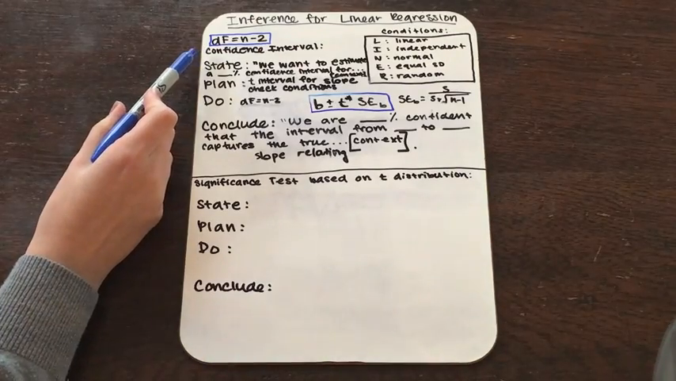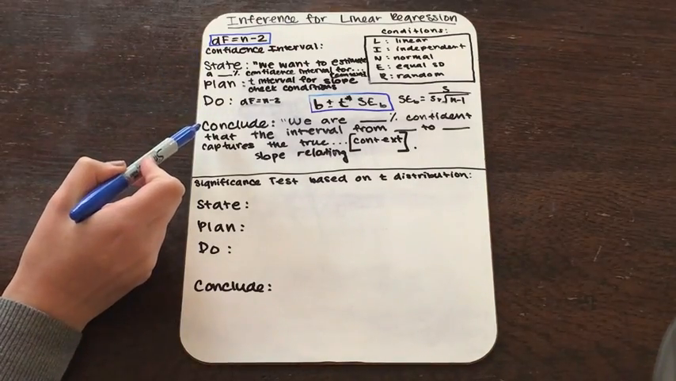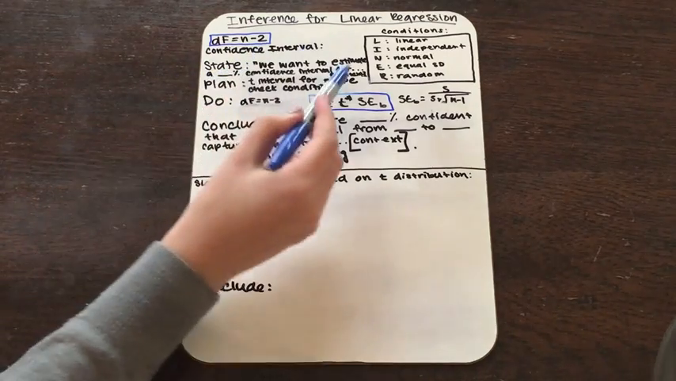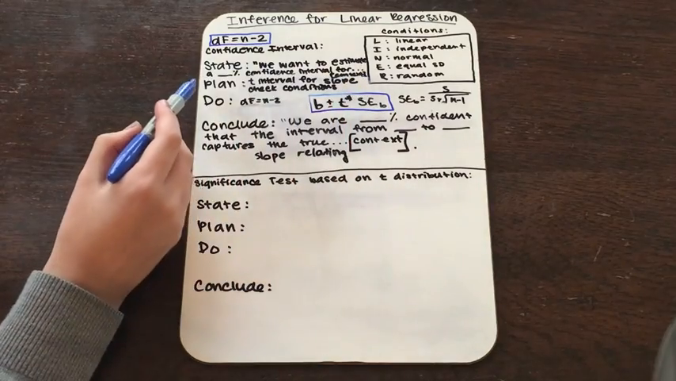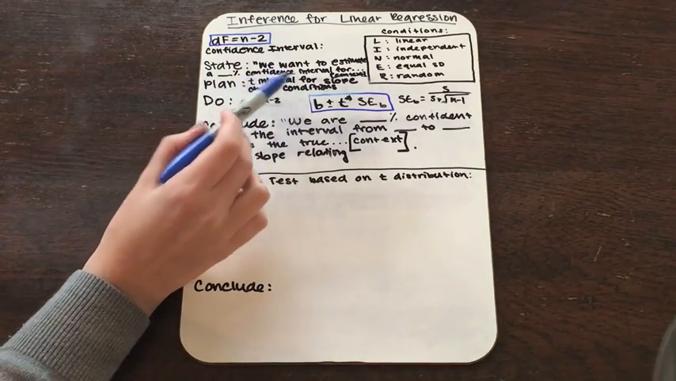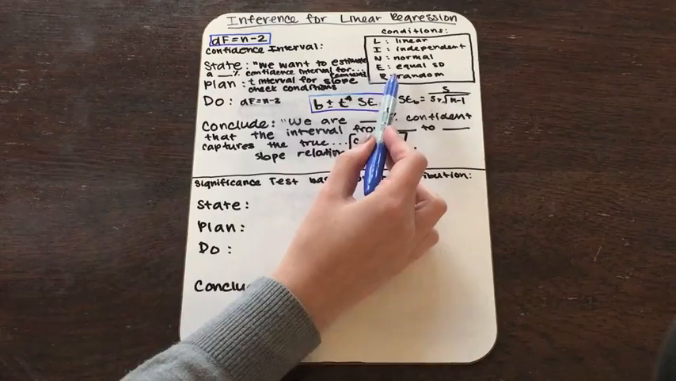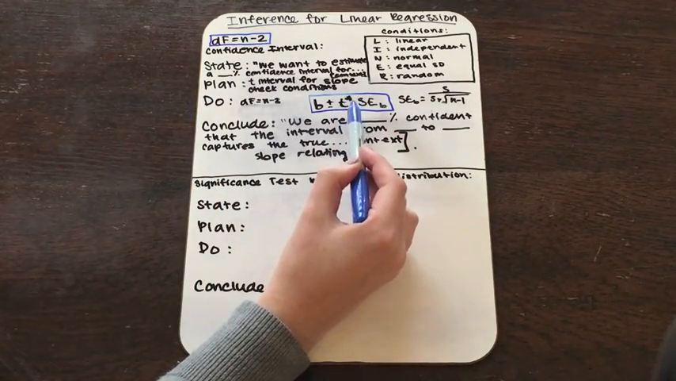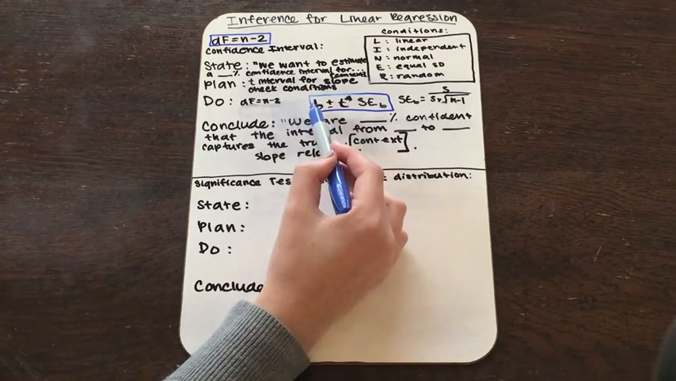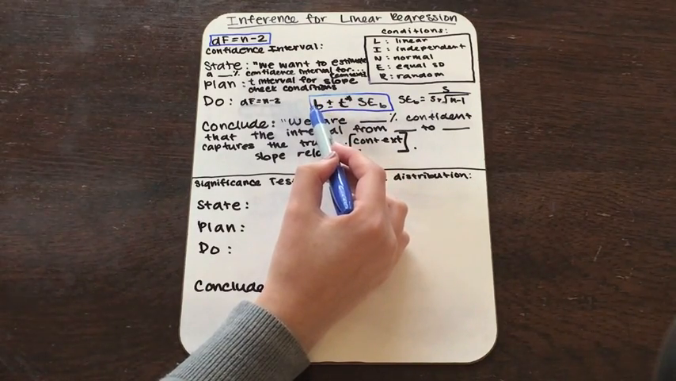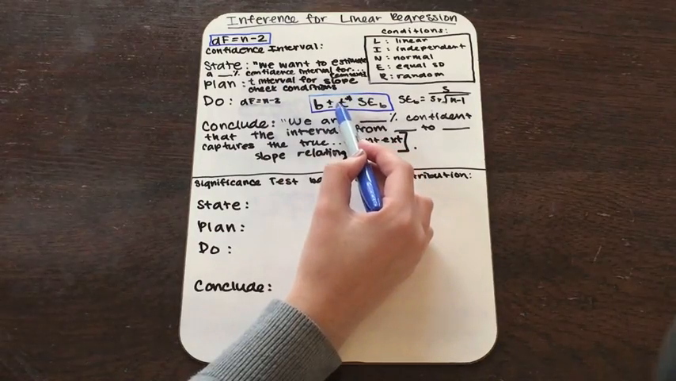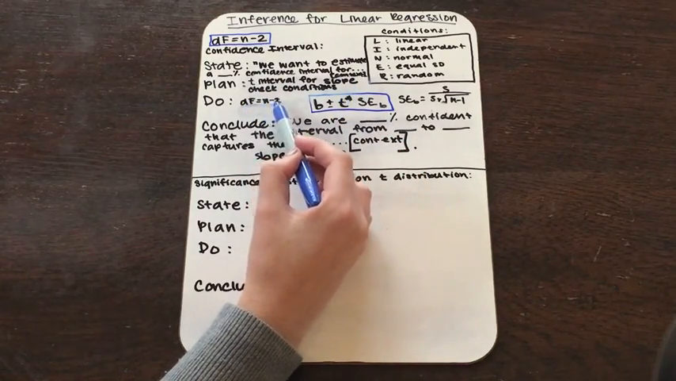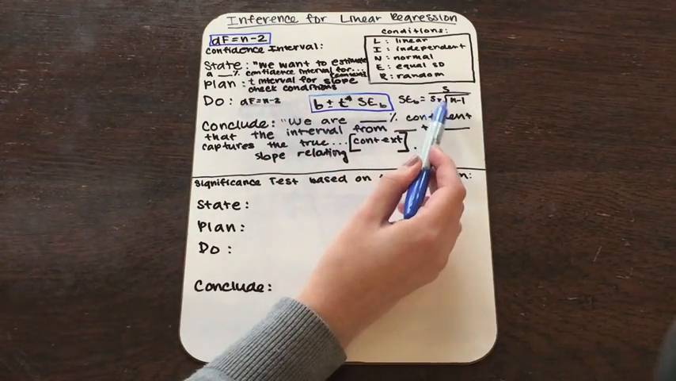For confidence interval, we use the state, plan, do, conclude procedure. So for state, we state that we want to estimate a blank % confidence interval for, and then you add your context. And then for plan, we write that we're using a t-interval for slope, and we check these conditions. And then for do, we use this main formula to find the confidence interval with b from the linear regression line that we found before, t star from the chart that relates the % confidence interval and the degrees of freedom of n-2, and the standard error from this equation.